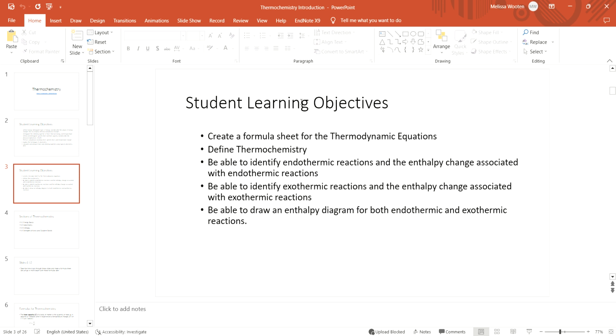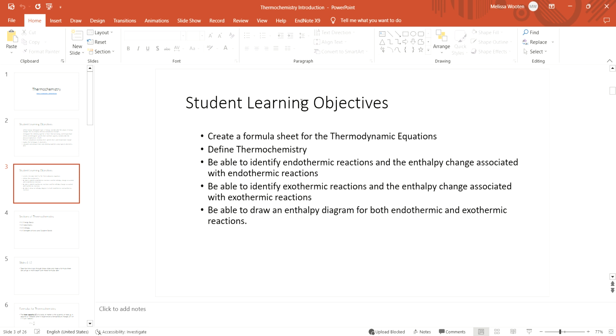We're going to define thermochemistry. We're going to be able to define endothermic reactions and the enthalpy change associated with endothermic reactions. We're going to be able to identify exothermic reactions and the enthalpy change associated with exothermic reactions. And we're going to be able to draw an enthalpy diagram for both endothermic and exothermic reactions.